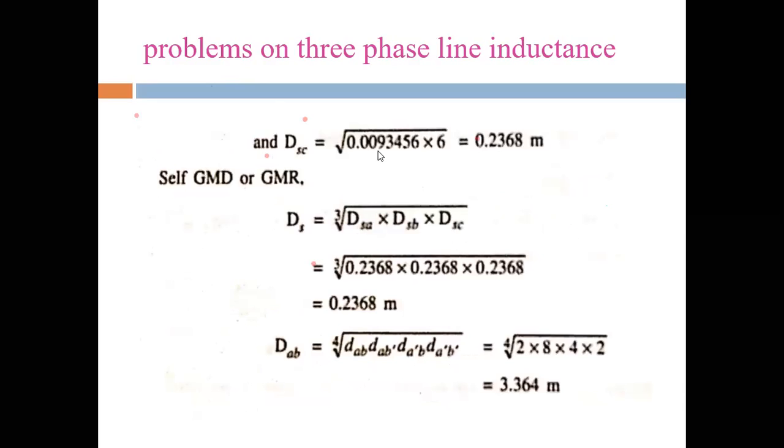DSC is equal to the square root of 0.093456 into 6, that is 0.2368 meters. Okay, next we calculate the self GMD or GMR, that is Ds.